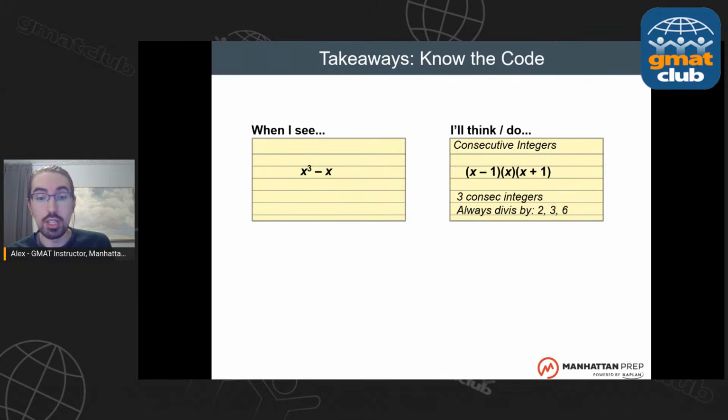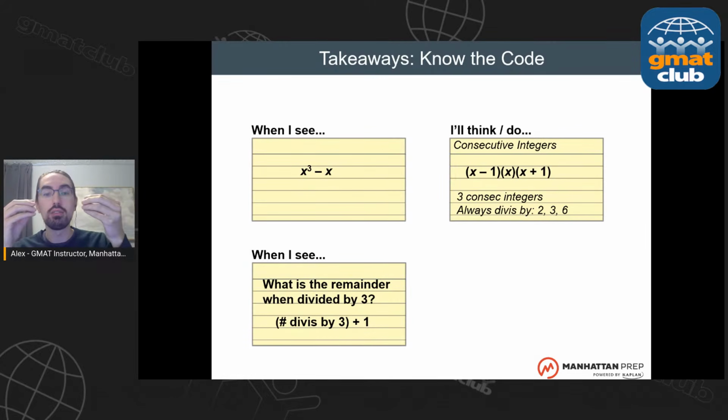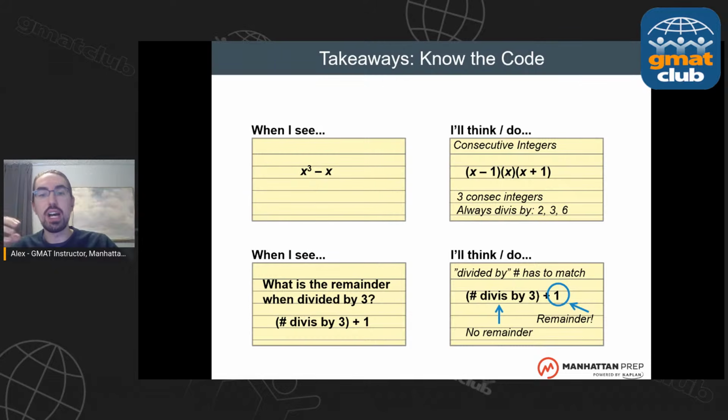There's another piece of code here, right? When the question's saying, what's the remainder when divided by 3? And the thing that they give you is divisible by 3 plus 1. If you know that that divided by thing has to match, that's no remainder. And then whatever they add to it is your remainder.